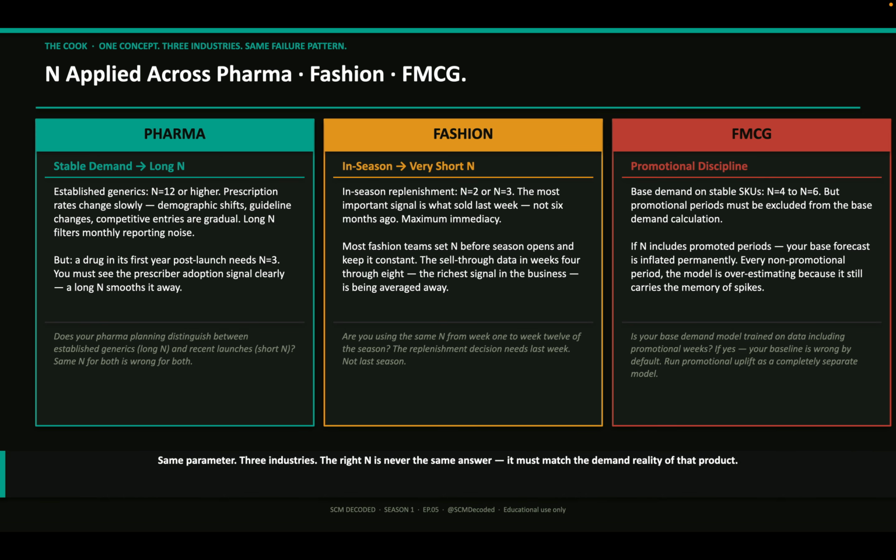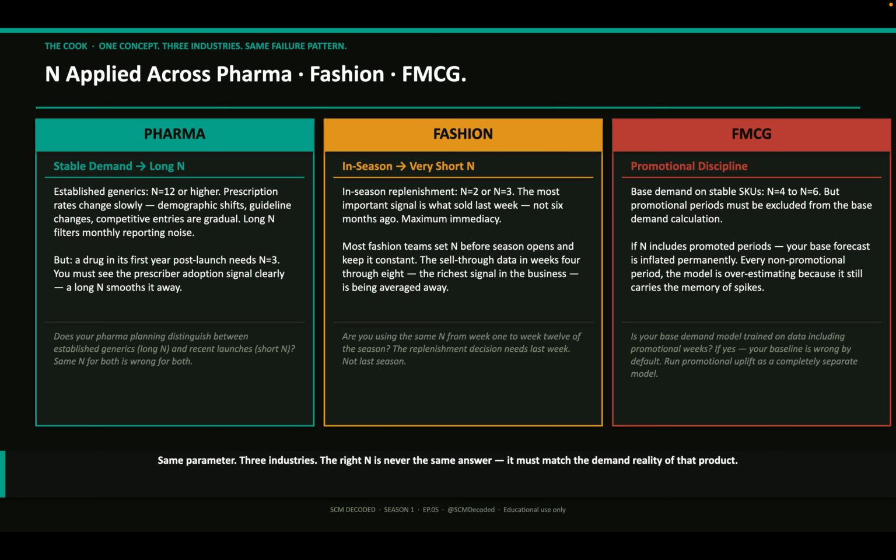So let us now take three industries, three different ways wrong N creates a specific recurring failure. In pharma, the right N for an established generic is long. Demand for mature medicines changes gradually, as you know, like demographic shifts or treatment guidelines change or competitive entries. They are gradual changes measured in months and years, not weeks. A long N filters the monthly noise from hospital ordering patterns, stocking fluctuations, and reporting variations, and gives you the stable underlying demand that actually drives procurement.